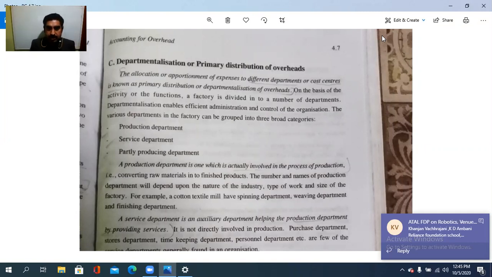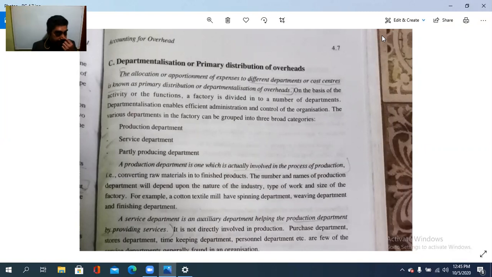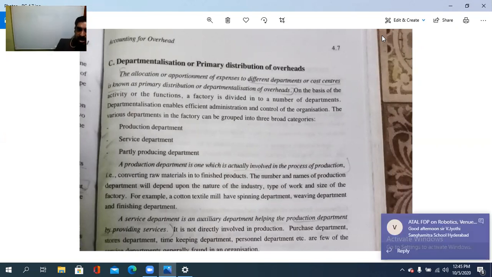Allocation or apportionment of expenses to different departments or cost centers is known as the primary distribution or departmentalization of overhead. So that is called allocation or absorption or the primary distribution of overhead. Each expense, according to its nature, is allocated to a department, and each department absorbs it. That is it. So on the basis of the activities or its functions, a factory is divided into a number of departments. Departmentalization enables efficient administration and control of the organization.